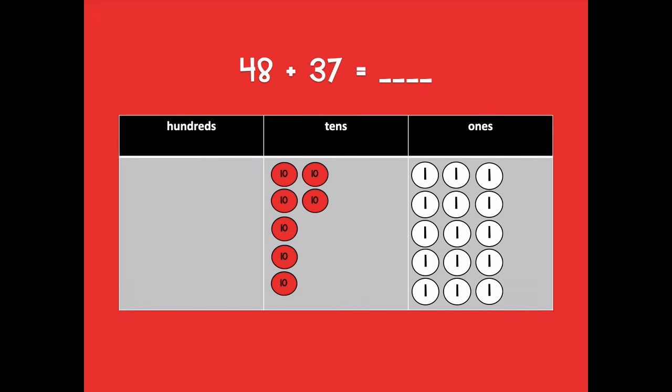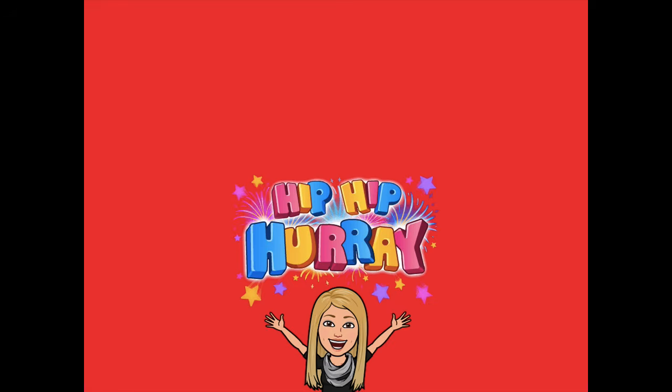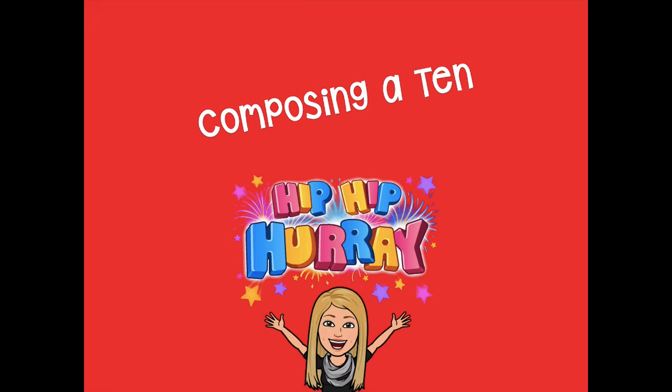Now, I'm going to look here. Wow, there's a lot of ones over there. So I'm going to take these 10 ones, and I'm going to compose a new 10. So now I know that 48 plus 37 equals 85 because I have 8 10s and 5 ones left over. All right, so hopefully you guys got that one too. All right, hip, hip, hooray! You guys did an awesome job composing a 10 to help us add numbers.